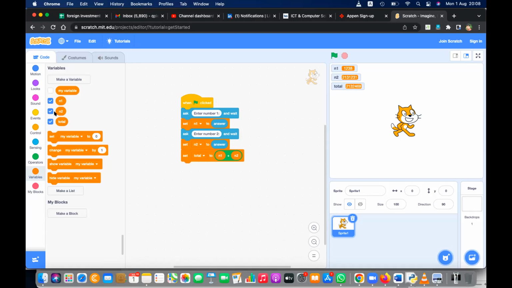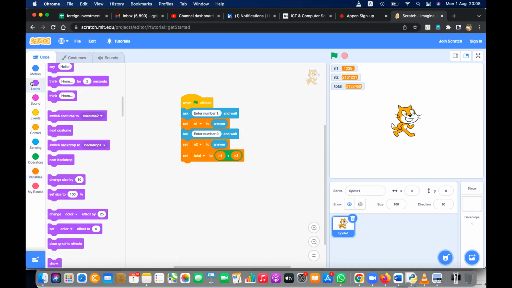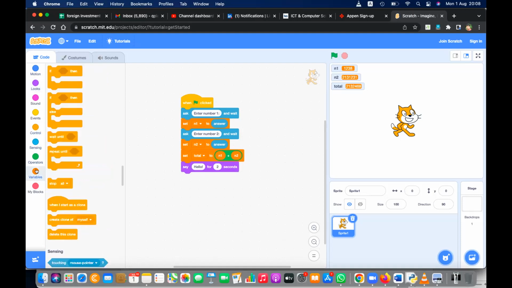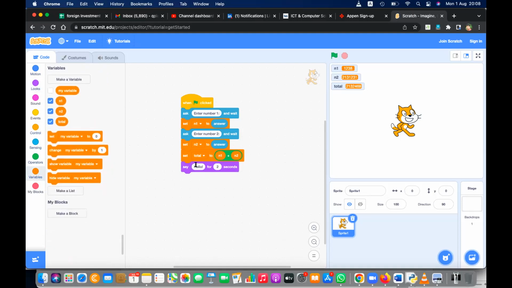Now you need to display that. To do that, you have to go to the looks and say, from the variables, total, for let's say 5 seconds. Keep it for 5 seconds. Let's click it again. 34, 23, you can see 57 is the answer. Click it again. Another 2 numbers, you can see 79 is the answer.